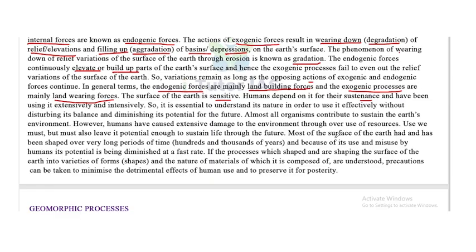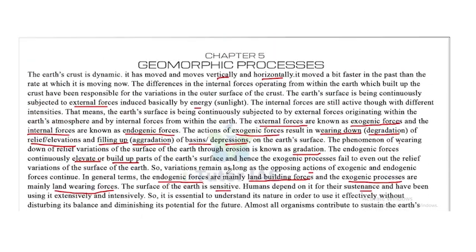Most of the surface of the Earth has been shaped over very long periods of time, and because of its use and misuse by humans, its potential is being diminished at a fast rate. If the processes which shaped and are shaping the surface of the Earth into varieties of forms, and the nature of materials of which it is composed, are understood, precautions can be taken to minimize the detrimental effects of human use and to preserve it for posterity. Okay, so this is an introduction about the geomorphic process.